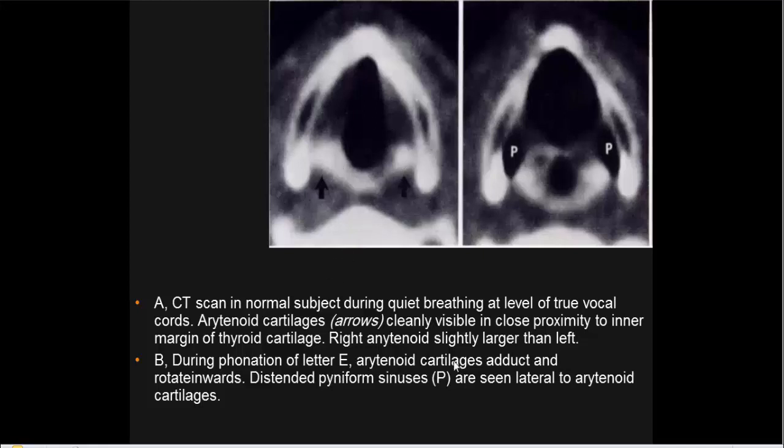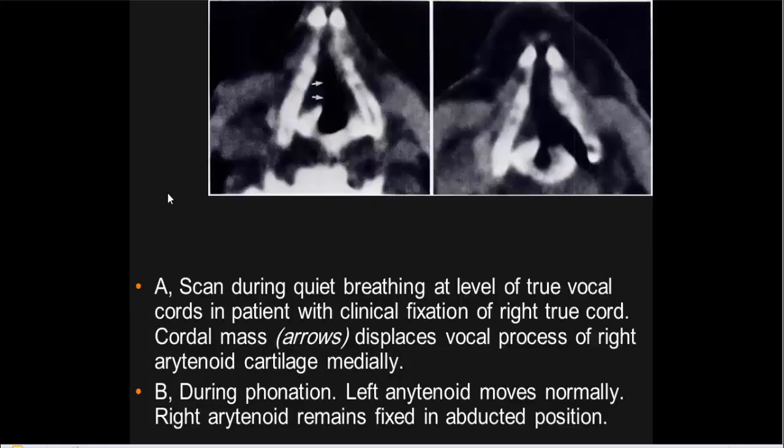During phonation, the arytenoid cartilages adduct, go medially toward each other and rotate inward, and a distended piriform sinus is seen lateral to the arytenoid cartilage. This is during phonation, whereas the previous image is normal quiet breathing, no phonation.